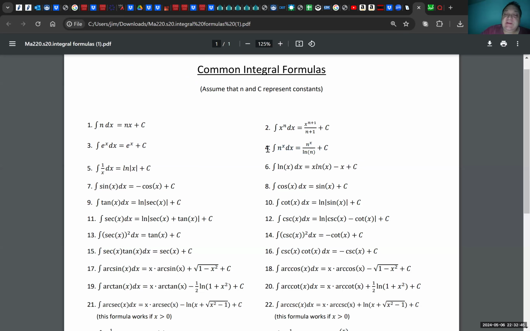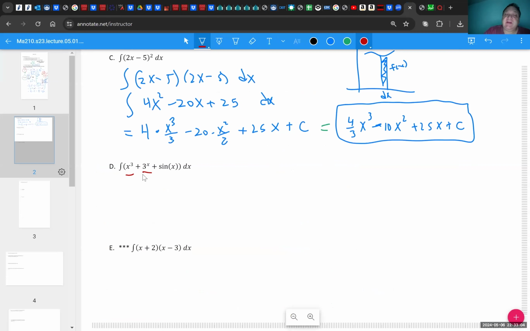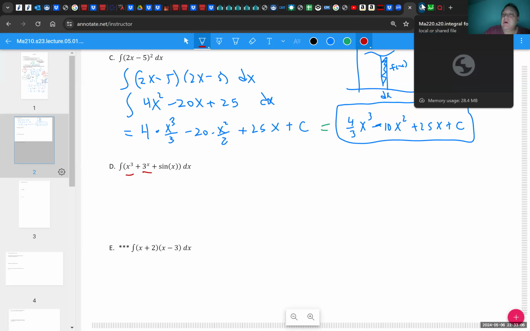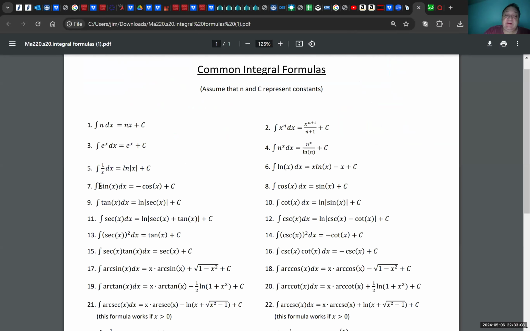n to the x, n and c are constants. So anytime you see an n or a c, it's going to represent just a physical number. So n to the x could be any number raised to the x, in this case, 3 to the x. So we have a formula for any number raised to the x power. And the other part of our integral problem is a sine x. You may even know what the antiderivative of sine x is, but yes, it is on the formula sheet. The antiderivative of sine x is negative cosine x plus c.